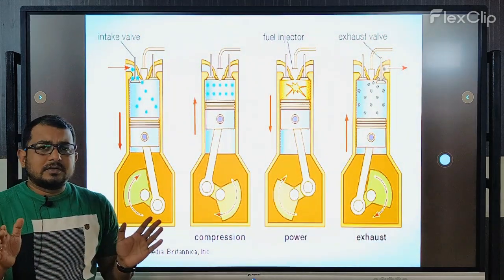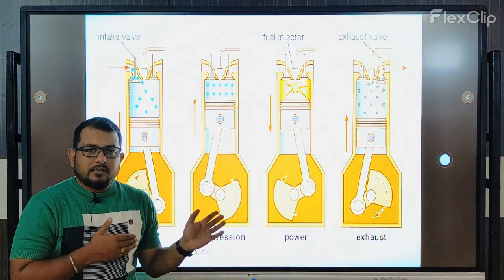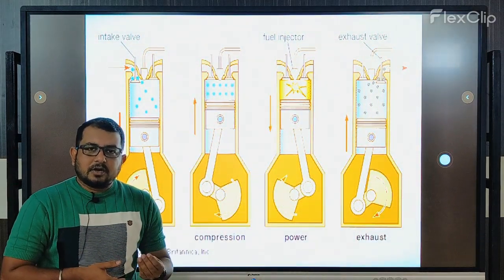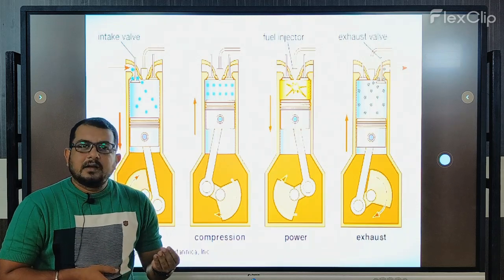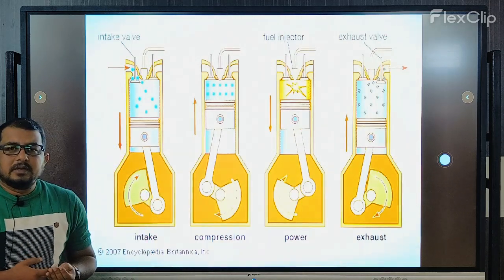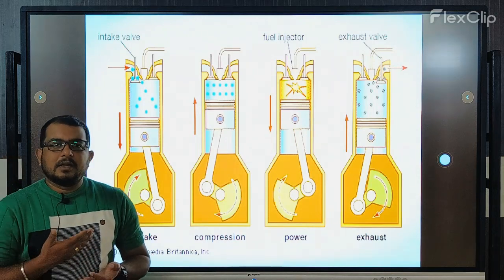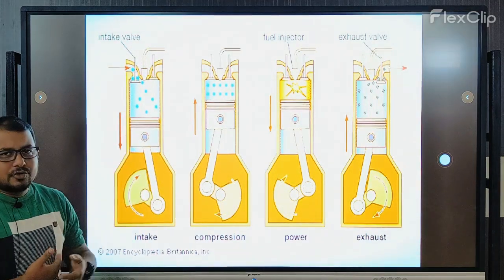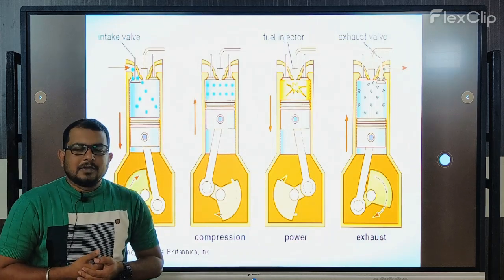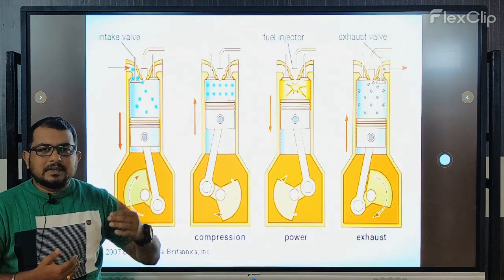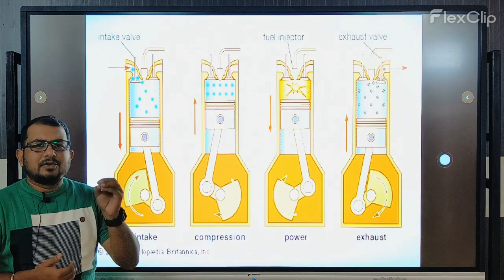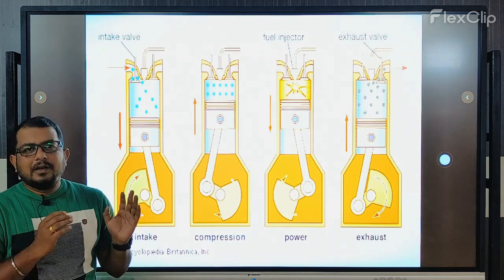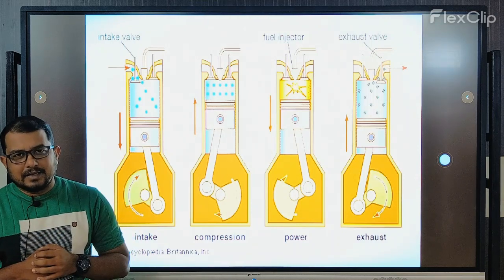The same strokes are followed here: suction or intake stroke, then the compression stroke, then the expansion stroke, and the last one is the exhaust stroke. So in the suction stroke, what happens? The piston moves from top dead center to bottom dead center. It sucks only air. There is no fuel for suction in the diesel cycle.